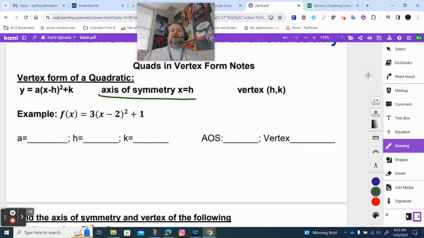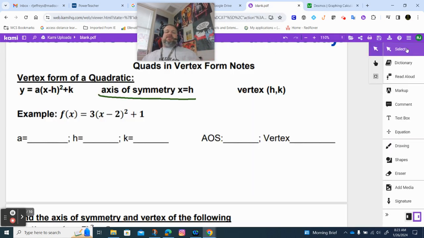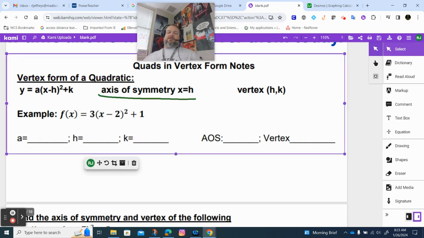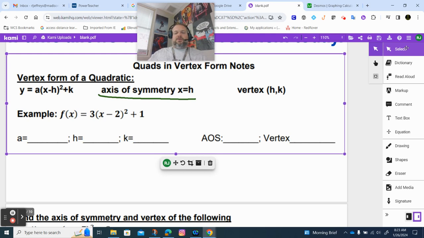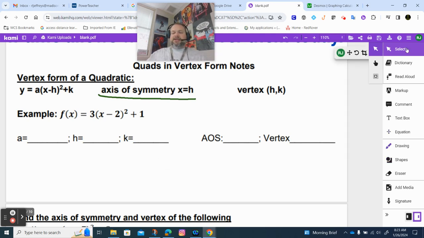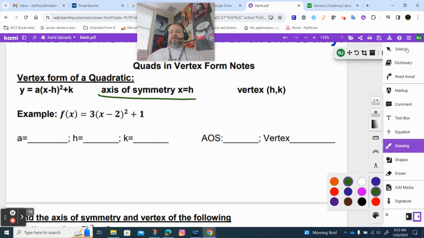All right, so it's a vertical line, and this is going to be our axis of symmetry, also called the AOS, is x equals h. And now we're going to go through that. And our vertex is (h, k). All right, those are their definitions. That does not mean a whole lot right now. So let's look at our example.